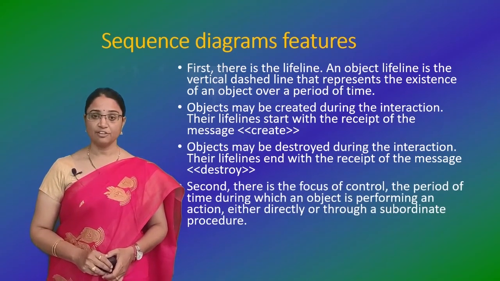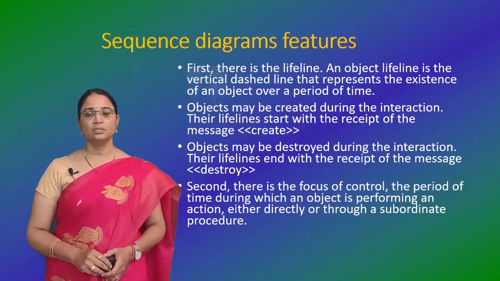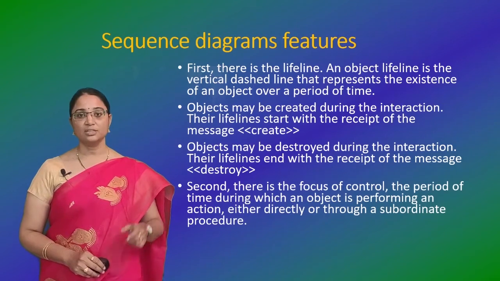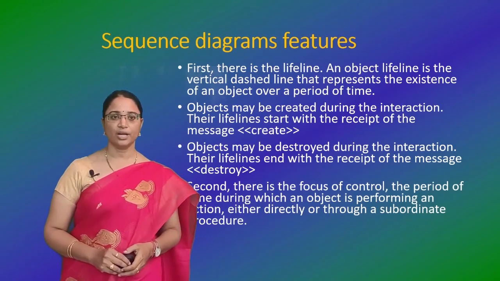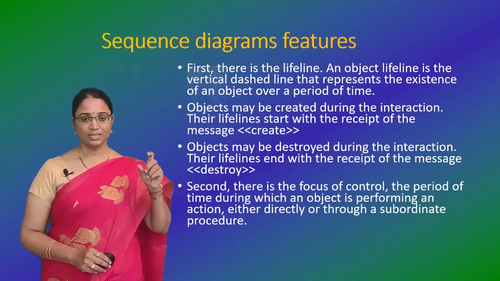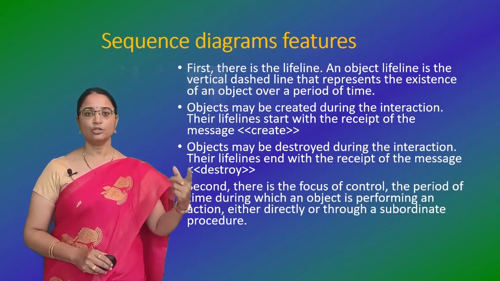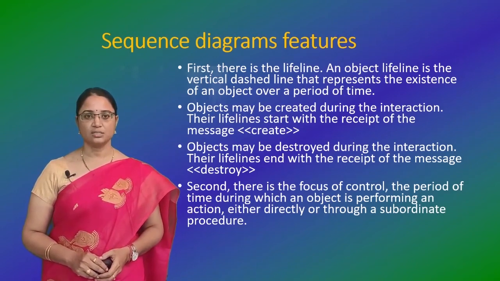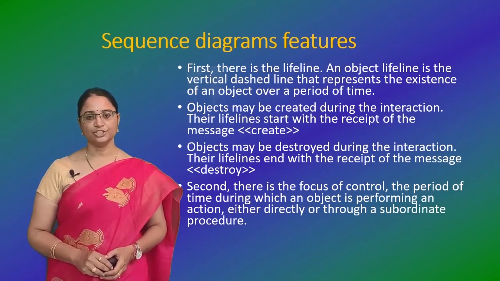Coming to the second feature of the sequence diagram, focus of control. The focus of control is a thin, tall rectangle. It shows the period of time during which the object is performing an action, or the time in which the object is active, either directly or through a subordinate procedure. The top of the rectangle is aligned with the start of the action. The bottom is aligned with its completion.